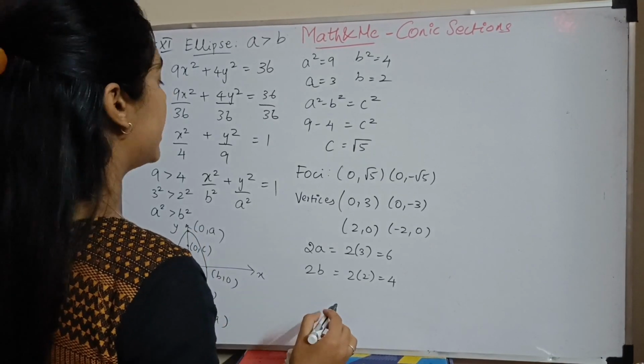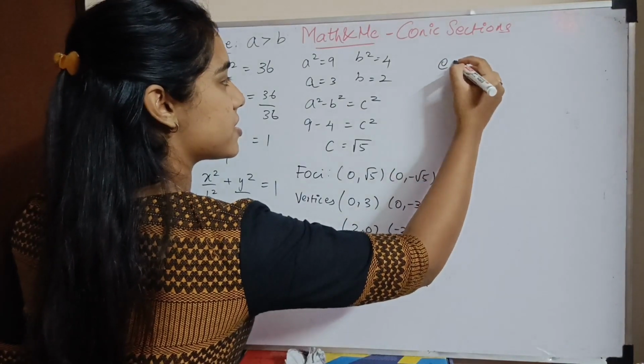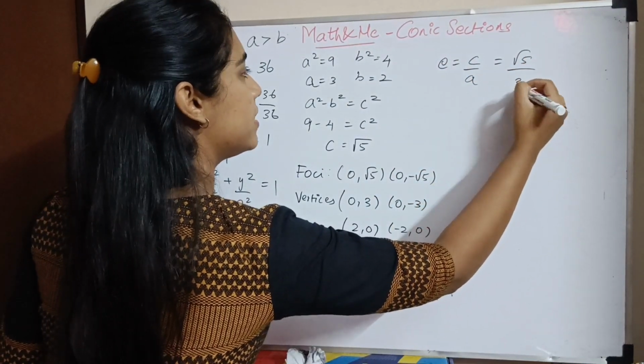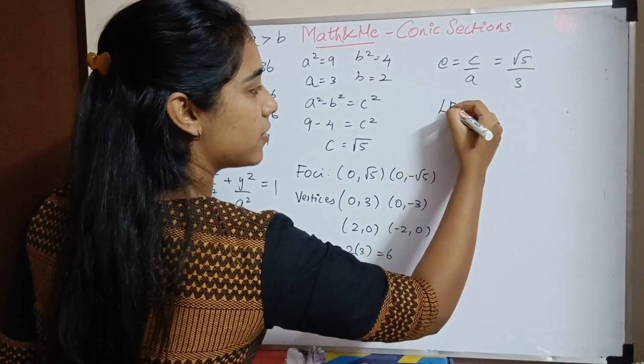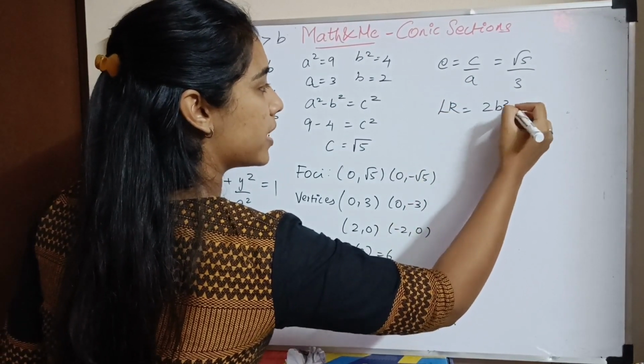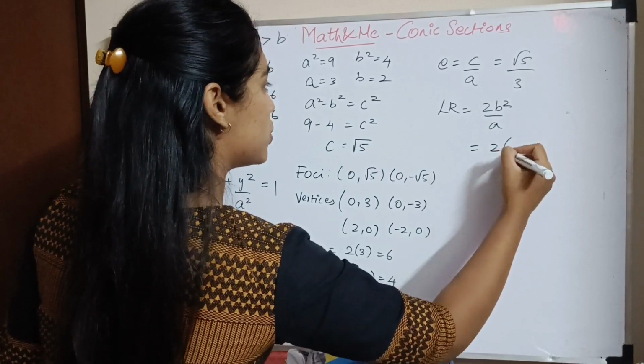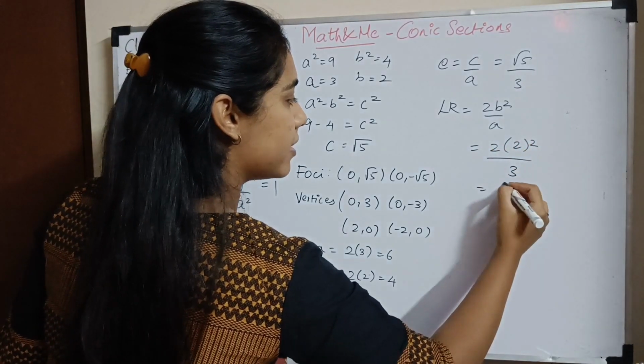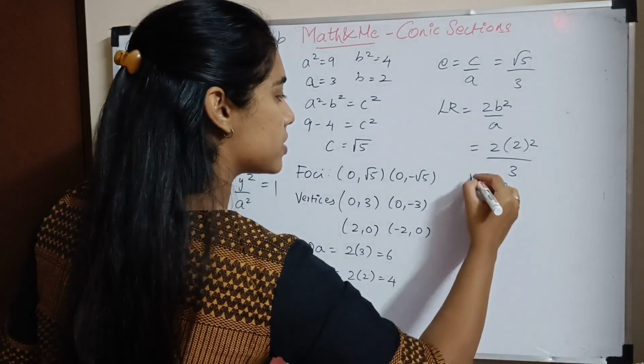Okay, and what else? I need to find the eccentricity, which is c by a, which is root 5 divided by 3. This is the eccentricity. Length of latus rectum is 2b square divided by a, which is 2 times 2 square divided by 3. So I have 8 divided by 3. Okay, so this is the final answer.